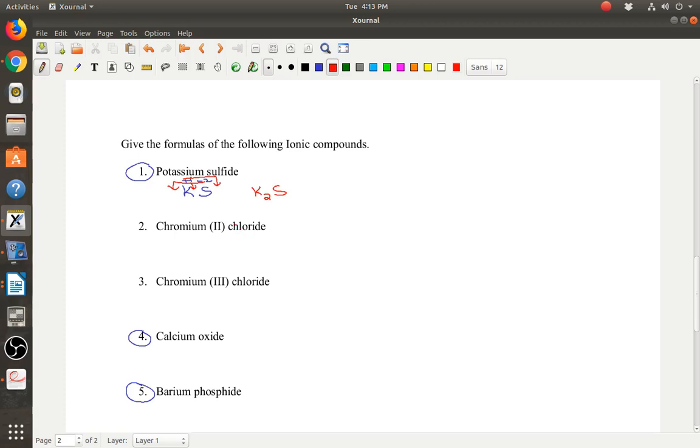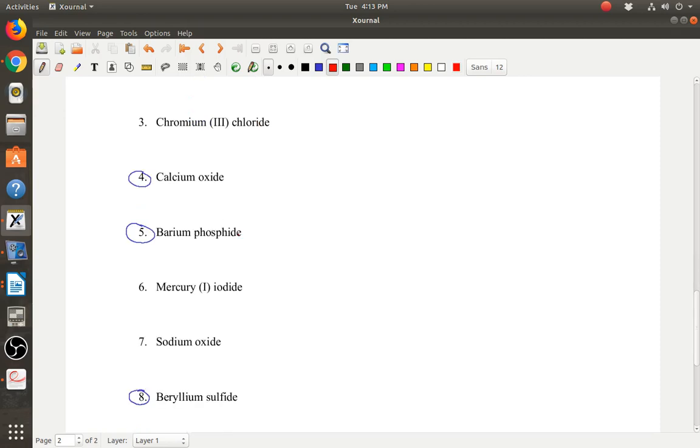I want you to try calcium oxide, and once you do that, we'll check it. So calcium is Ca. Oxide comes from oxygen. Calcium is a +2. Oxygen is a -2. You don't have to put the 2's there. That would be wrong. You want the simplest form, the simplest ratio. So calcium oxide is CaO. Now I want you to try barium phosphide, and I will tell you that phosphide comes from phosphorus. So you try barium phosphide.